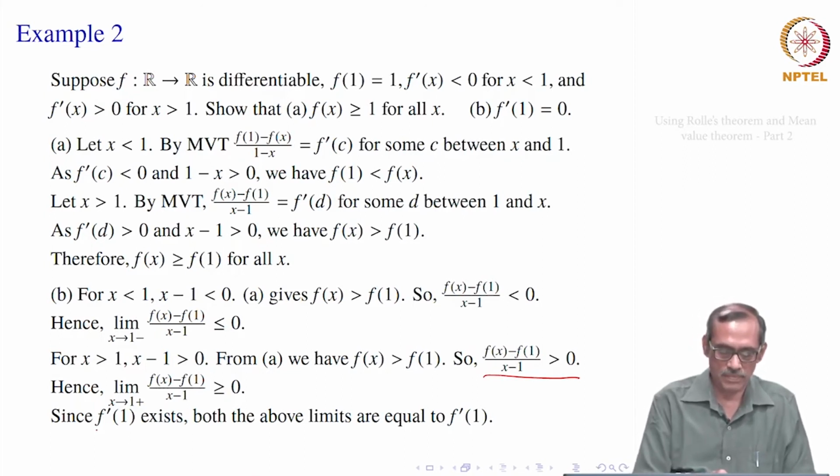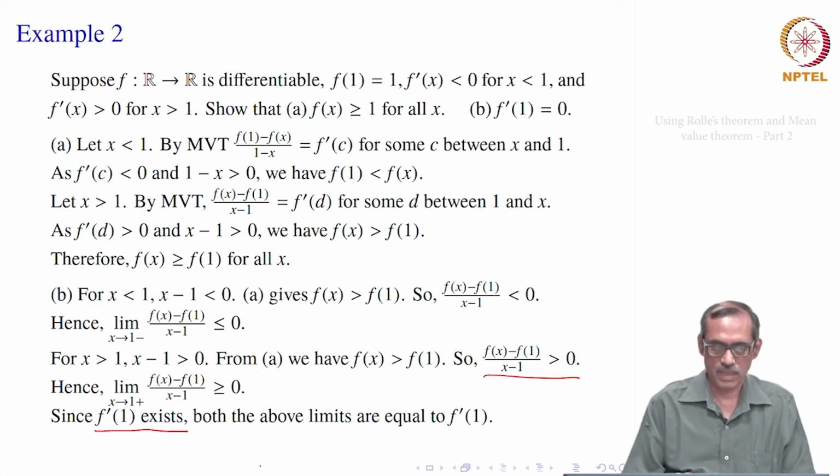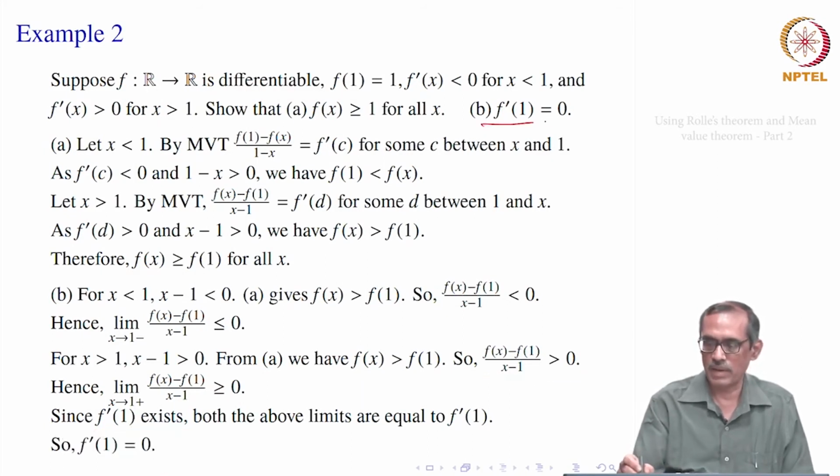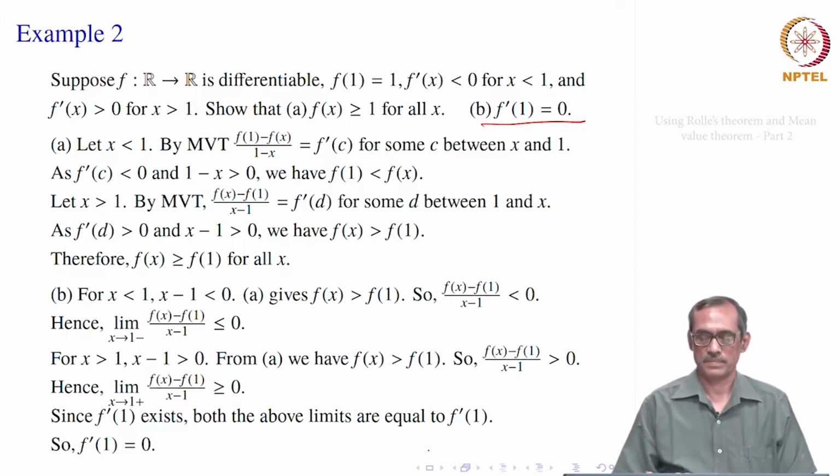So, now when you say f prime 1 exists, that means both these limits exist and are equal, and that is our definition of f prime at 1. Since they are equal, one is less than or equal to 0, another is greater than or equal to 0, both of them must be equal to 0. So, that is what we obtain, that f prime of 1 equals 0.